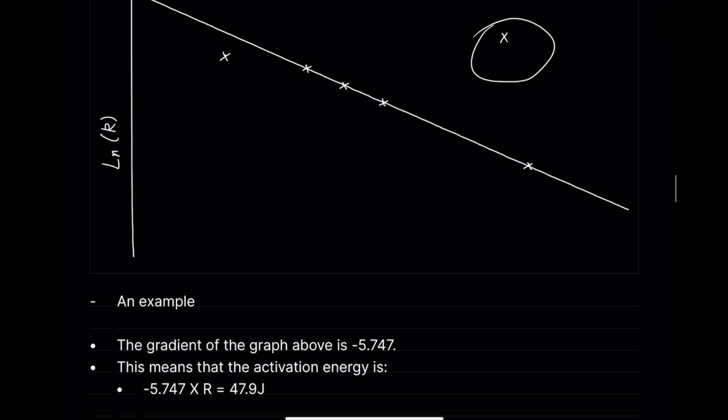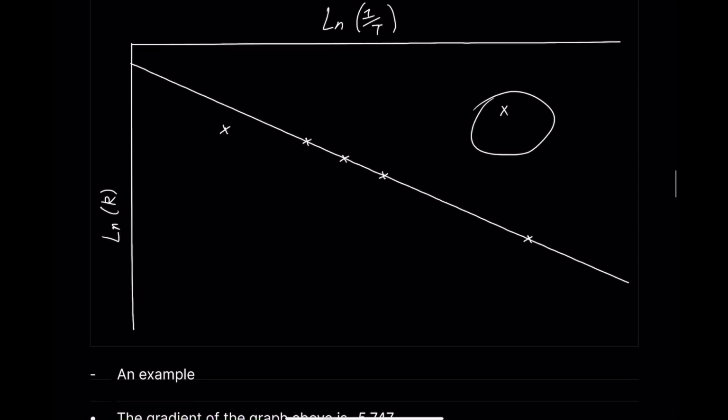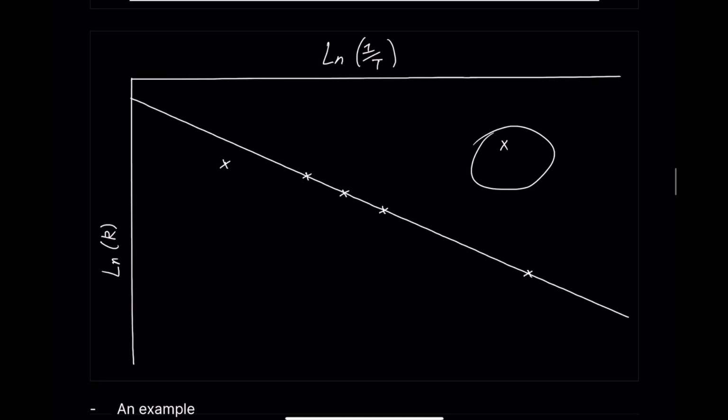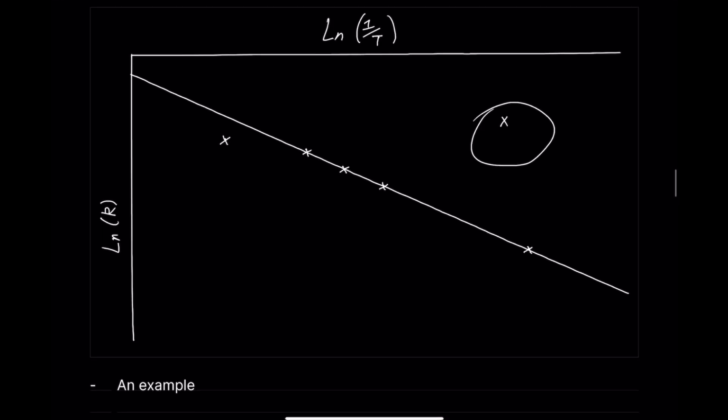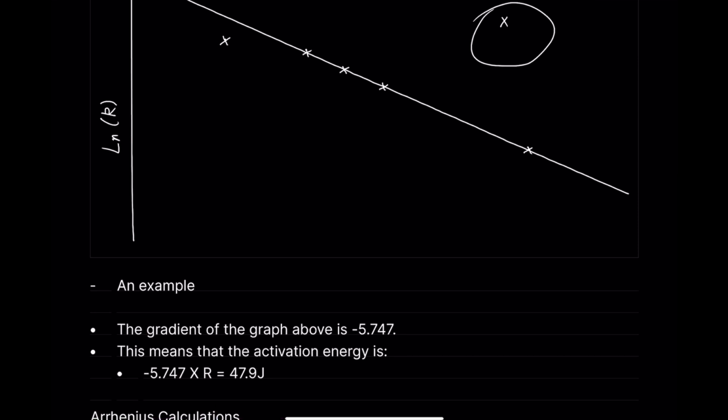Now, this is the part where everyone gets confused. Everyone makes a mistake. They may ask a question here saying, how do you work out the activation energy of this example here? Using rise over run, we know the gradient of this graph is minus 5.747. This is a random example, but let's just say that's the gradient of this graph.